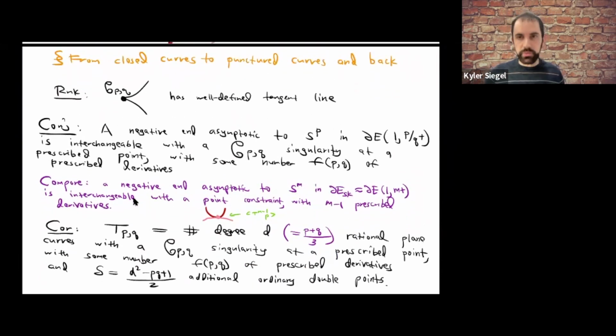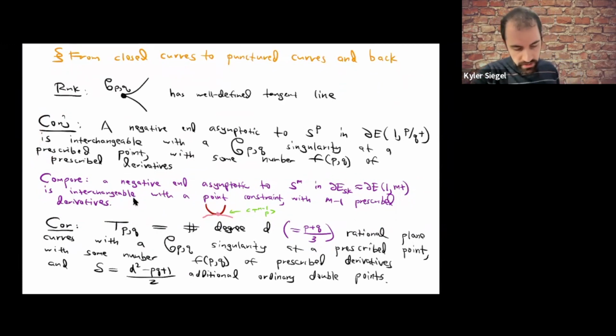Okay, so in particular, this would imply that, and by the way, I'm phrasing this as a conjecture, but I think it should be provable using relatively similar ideas to this equivalence, which is basically some neck stretching argument. But in particular, this would imply that this T_PQ number that I'm sort of obsessed with is just the count of degree d rational plane curves with one PQ cusp singularity at a prescribed point, and also some number of prescribed derivatives at that point.